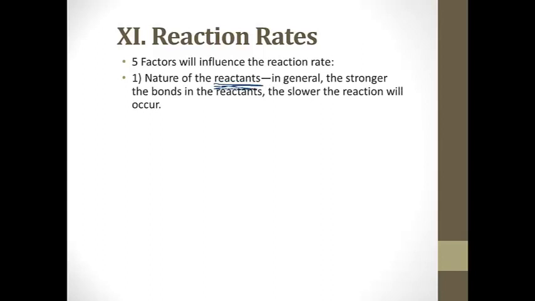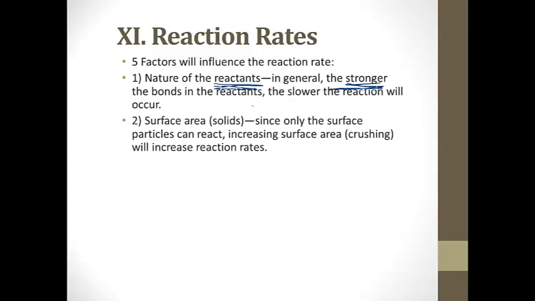Some of them, if they have really strong bonds, are not going to be able to react very quickly because you need a lot of energy to break those bonds. If other things are less stable, then they'll need less energy, so the reactions will probably go a lot faster. Now, if one of your reactants is a solid, since only the surface can react, if you can increase the surface area, basically crush it, you can increase the reaction rate.